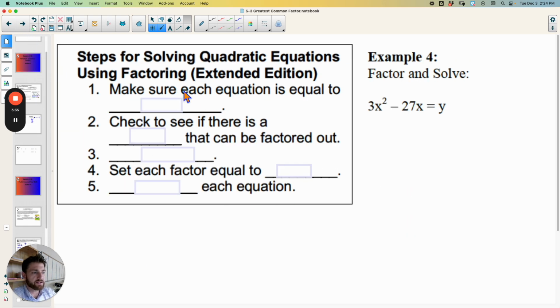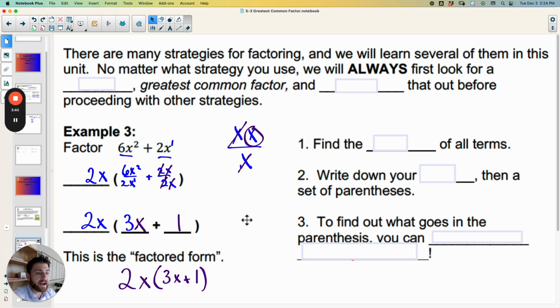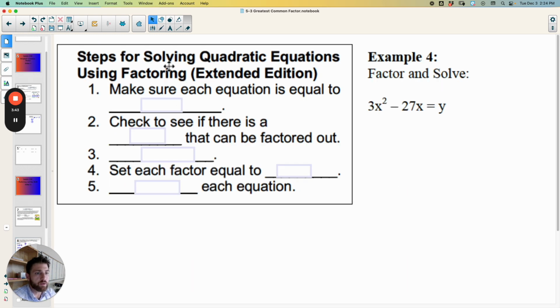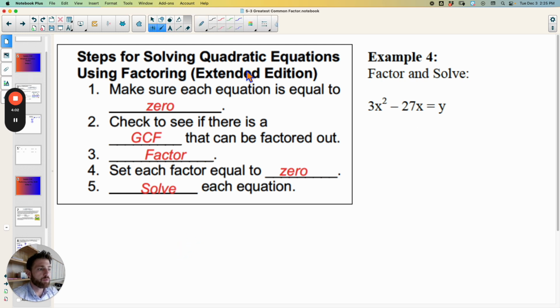All right, let's look at another example here. So this last example here, I just wanted you to factor it, okay? In this example, it wants us to solve, okay? So in order to solve, you have to make sure that each of these are set equal to 0. We're going to check to see if there's a GCF that can be factored out, then factor it, and then set each factor equal to 0, and then solve the equation. Okay, so for step 1 here, I'm going to make sure this is set equal to 0 instead of y. So I'll say 3x squared minus 27x is equal to 0.